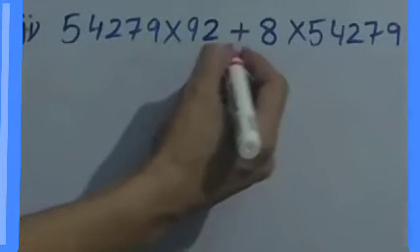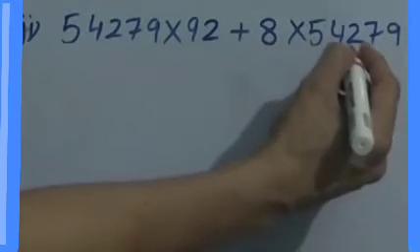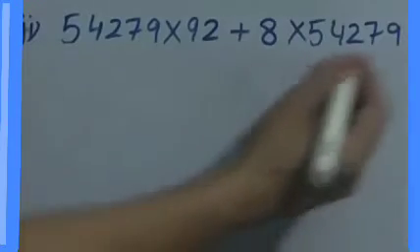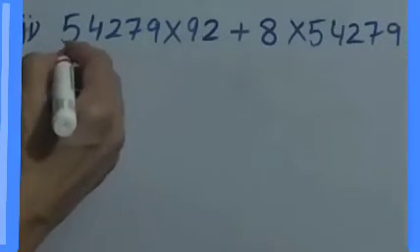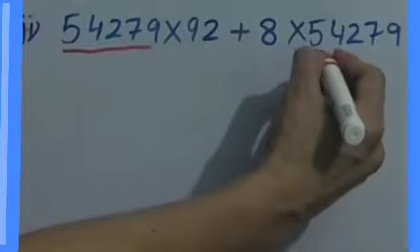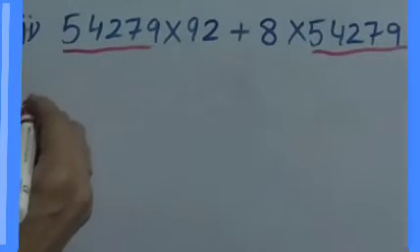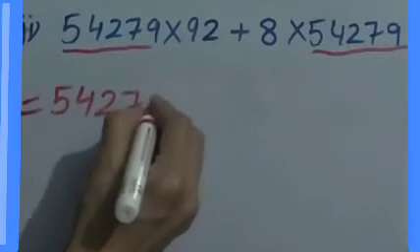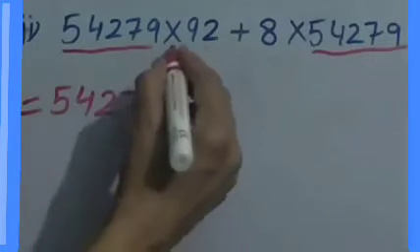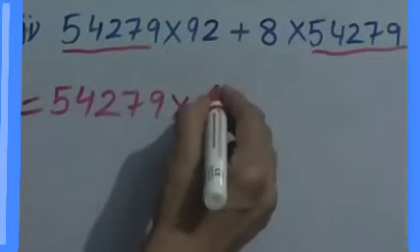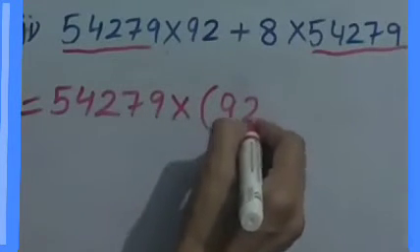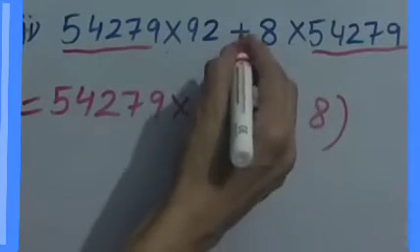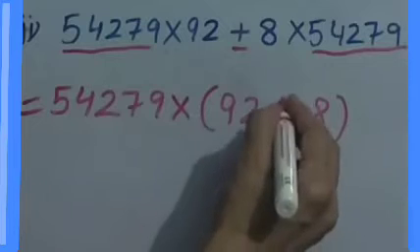Move to the next part of this question. 54,279 multiplied by 92 plus 8 multiplied by 54,279. As we are using the distributive property, first we see which number is common here. So the common number is 54,279. I'll write that outside the bracket, multiplied by 92 and multiplied by 8. Can you see here? And which operation is between? That is plus. So I'll write plus here.